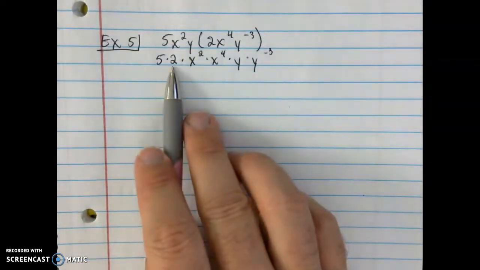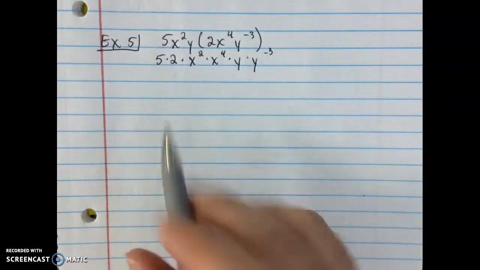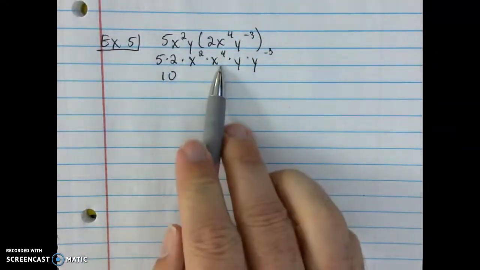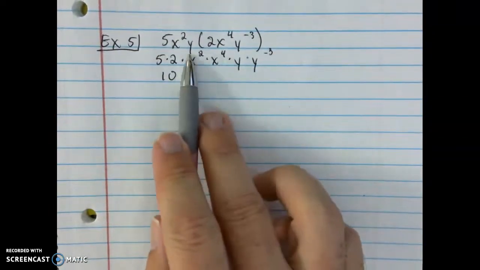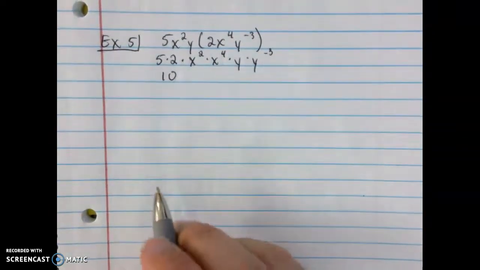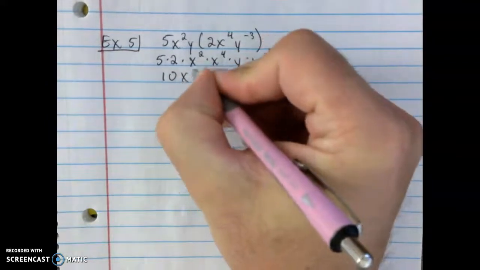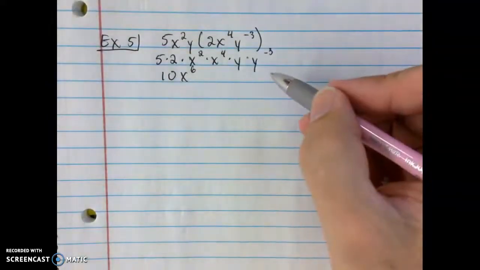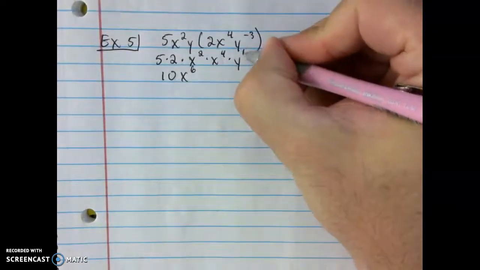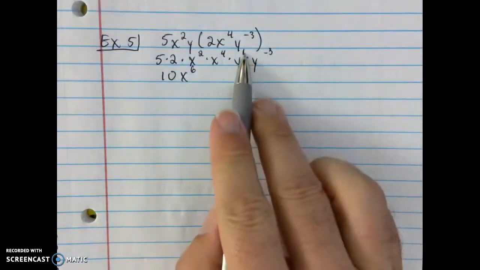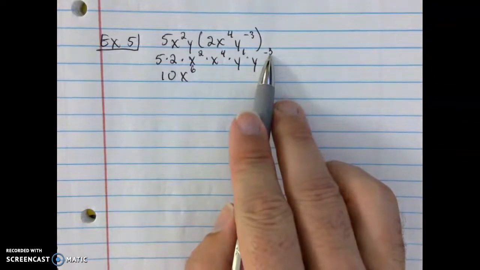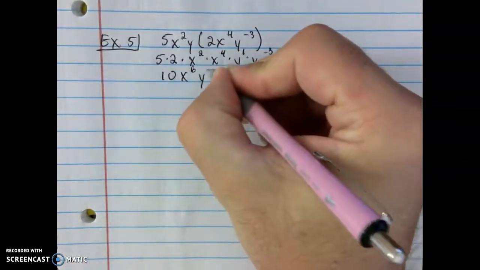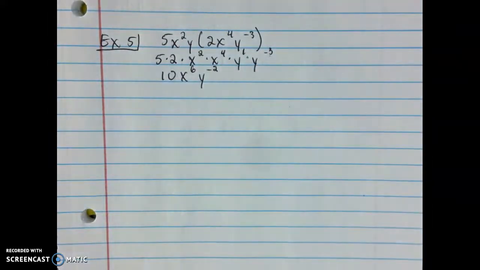But 5 times 2, let's not overthink it, 5 times 2 is going to give us a value of 10. X squared times x to the 4th. We add our exponents when we're multiplying powers with the same base to give us x to the 6th. And then finally y times y to the negative 3rd. If we want to put a 1 up here to remind us that we're taking 1 minus 3, 1 minus 3 is going to give us negative 2. So we end up with y to the negative second power.